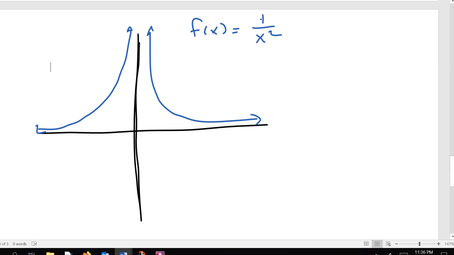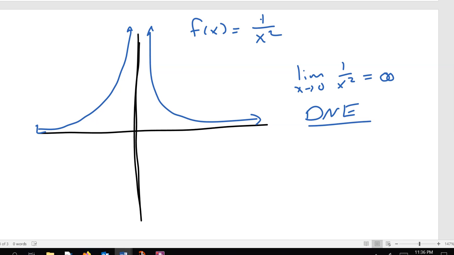Now, the limit as x approaches 0 does not exist, right? It's equal to positive infinity. That's just a shorthand notation, right? But it does not exist. Well, if the limit doesn't exist, we already have a discontinuity right there. Okay, because remember, it has to have a limit. It has to be defined at that point, and they have to be equal to each other at that point, the limit and the function. Okay, so we already know this has a discontinuity at x equals 0 because the limit does not exist.